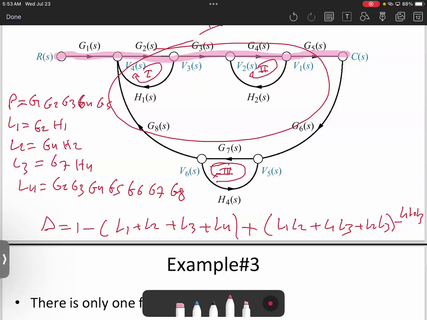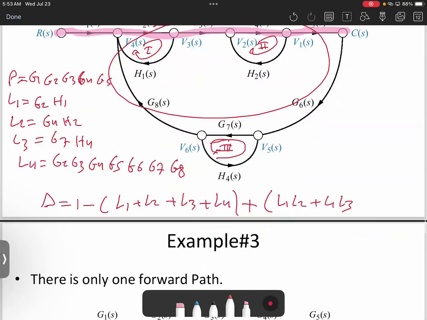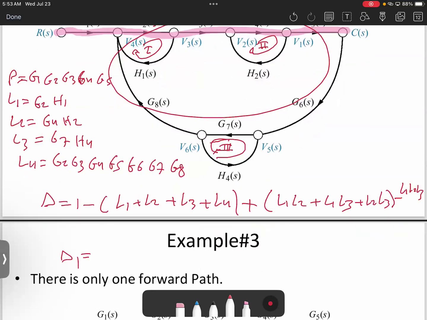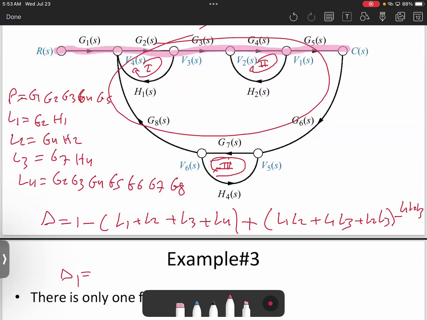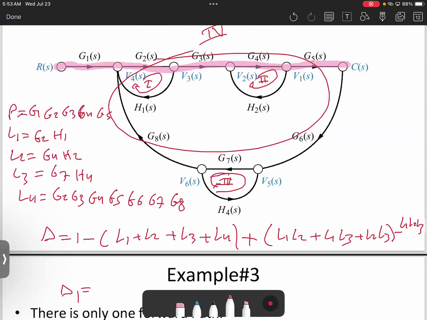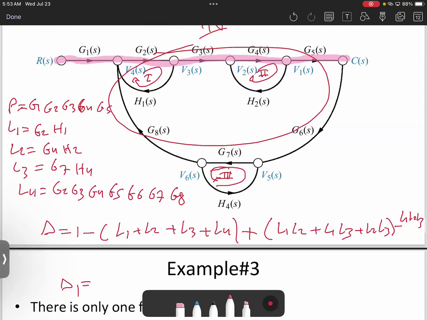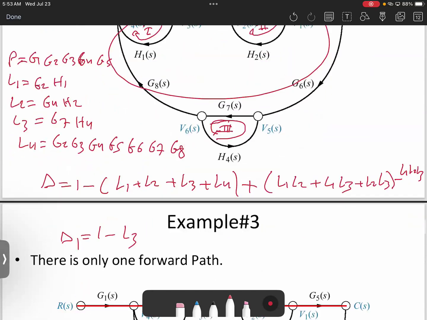Now let's consider delta 1. When you go for delta 1, path number 1 is touching what? L1, L2, L4, right? But it's not touching L3. So it will be 1 minus L3. That's it. Okay? Correct?